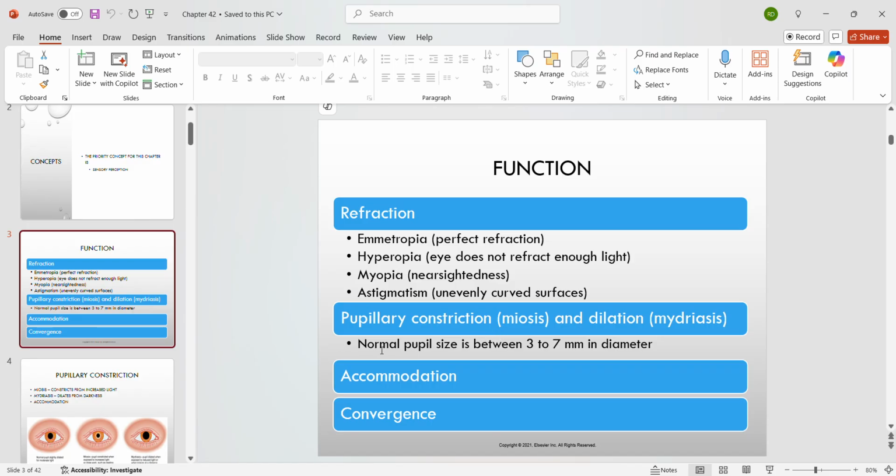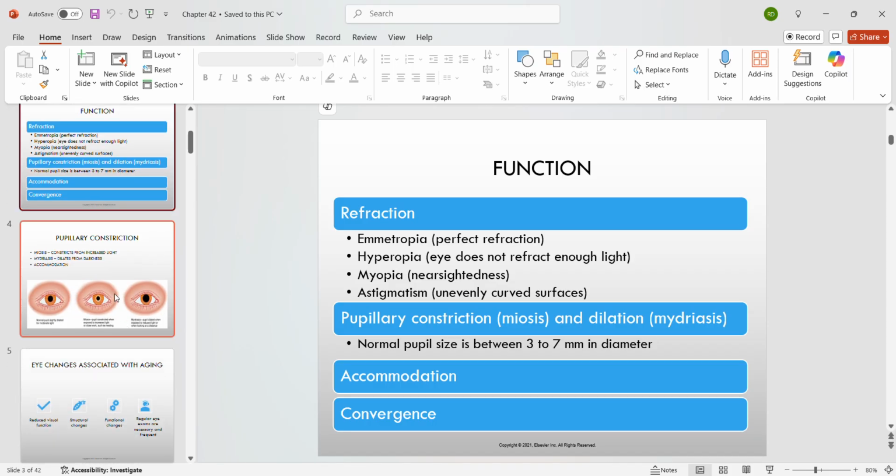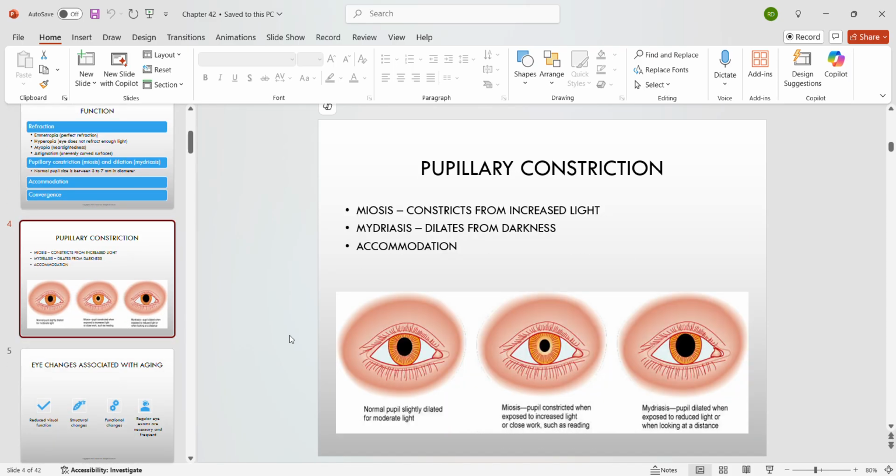Then it talks about constriction and dilation, which control the amount of light that is let into the eye. Accommodation is the process of maintaining a clear visual image when the gaze is shifted from a distance to a near object. And then convergence, the ability to turn both eyes inward toward the nose at the same time. And then it just shows you pupillary constriction.